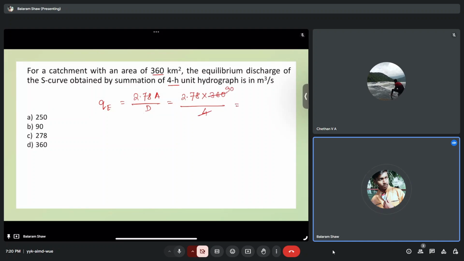you get something like, okay, I'll just calculate. Okay, so it is coming as 250.2 meter cube per second, right? So the correct answer will be A, that is 250 meter cube per second. Okay, this was clear, right?